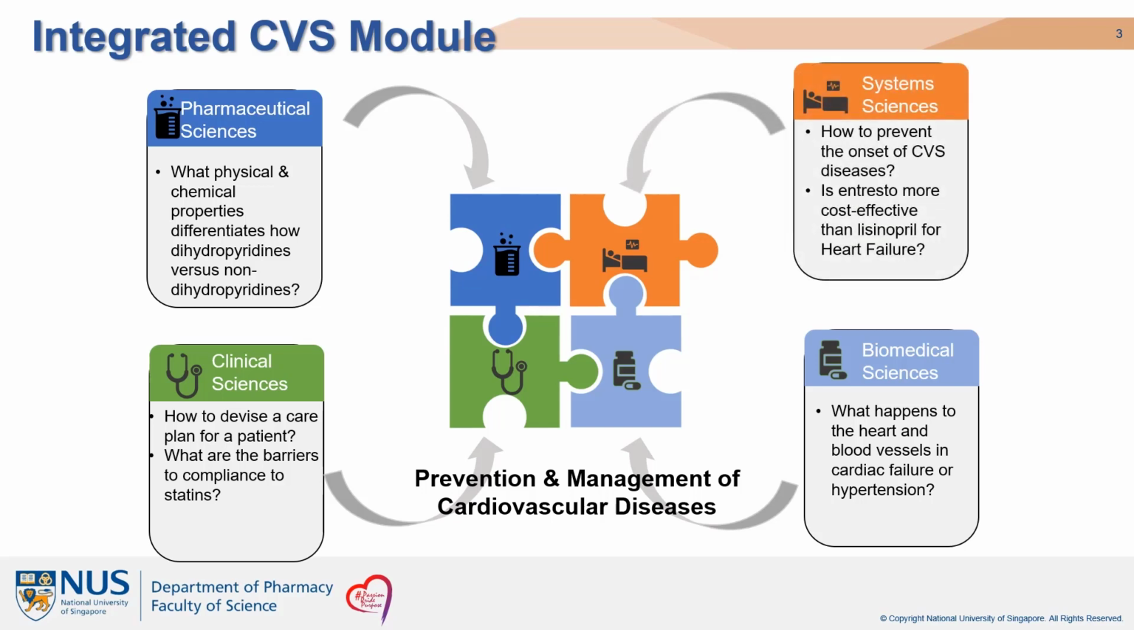Step in the system sciences, who will then talk about how to prevent the onset of CVS diseases in the first place. And we're talking about population health, keeping people healthy, and health advocacy. The other context of asking questions from the system's perspective is perhaps asking whether Entresto is more cost-effective than lisinopril in heart failure. All of us know that Entresto costs something between $8 to $9 a day, whereas lisinopril costs you peanuts, like less than 20 cents a day. How can this drug be cost-effective?